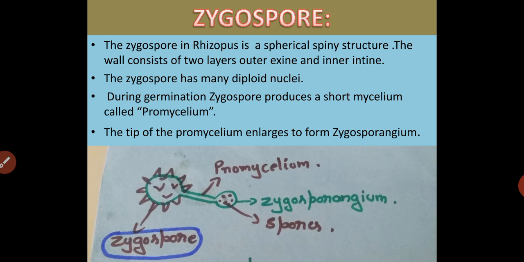The zygospore in Rhizopus is formed by the fusion of two gametangia, and it is a spherical, spiny structure. It has two wall layers. The outer wall layer is called the exine and the inner wall layer is called the intine. This zygospore is diploid and produces a short mycelium called the promycelium. This promycelium enlarges at its tip, and it is called the zygosporangium.